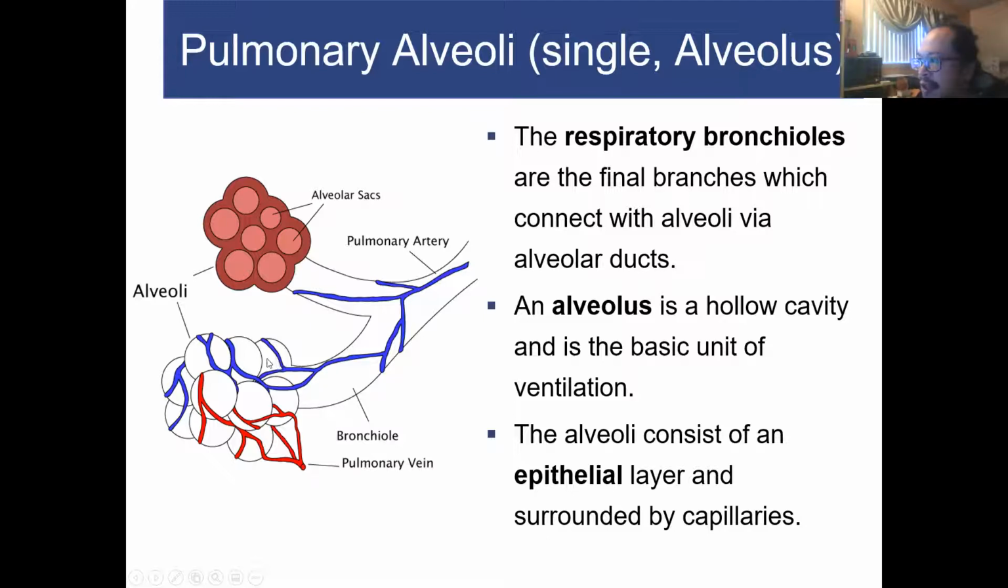The alveolus is the hollow cavity and the basic unit of ventilation. So each one conducts the gas exchange. O2 will be picked up, CO2 will be released into the alveoli and breathed out. O2 will be picked up by the alveoli and then by the blood vessel. The wall of this alveolus is formed by a single layer of epithelial cells, surrounded by the capillary.